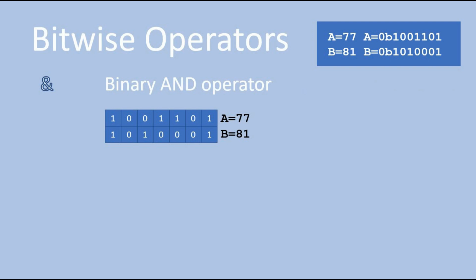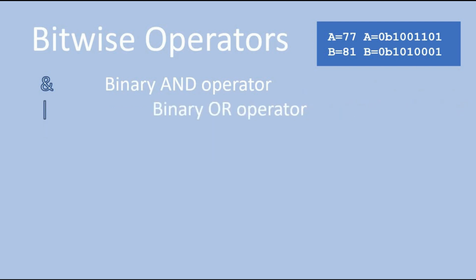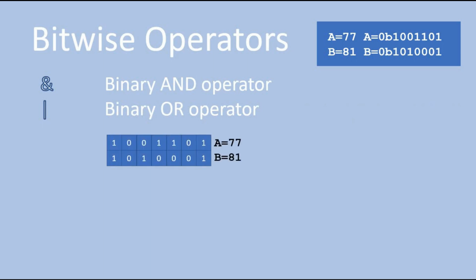Here is an example. 2 ones make a 1 for first bit, 2 zeros make a 0, 0, 1 makes a 0, and we carry on like this for all remaining bits. The result is 65. Next is a binary OR operator. It copies a bit if it exists in either of the 2 operands. So here, 2 ones make a 1, 2 zeros make a 0, 0 and 1 make a 1, and so on. The result here is 93.